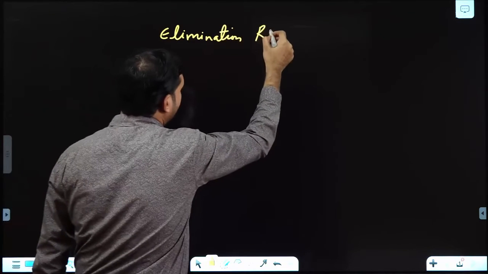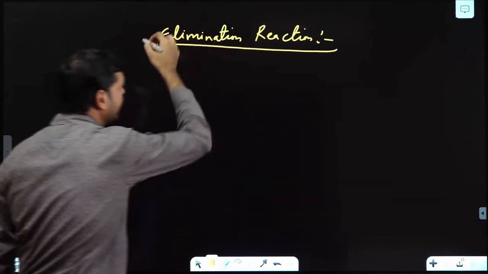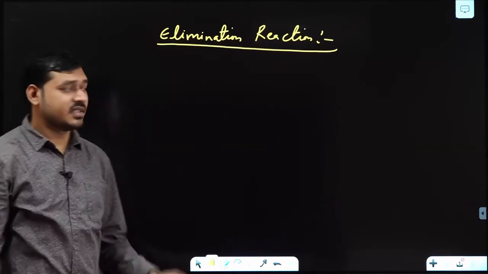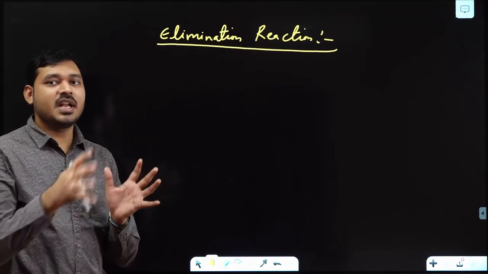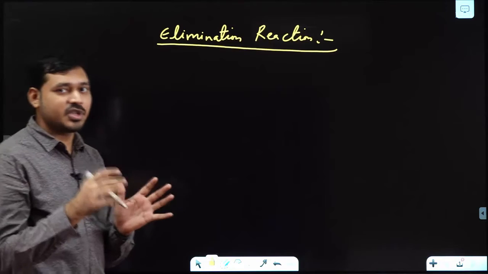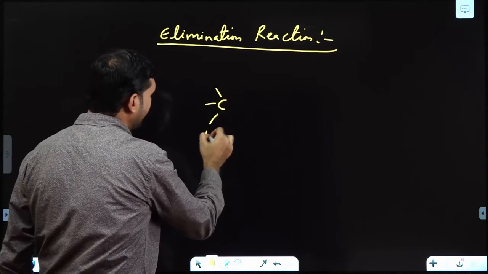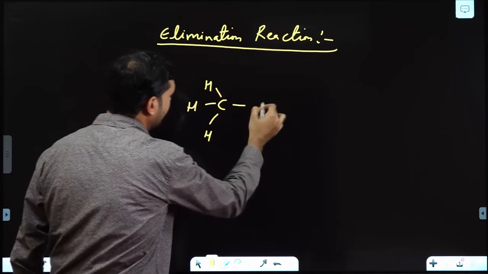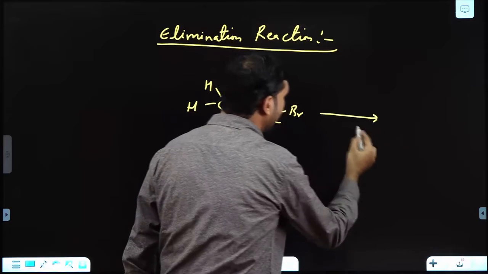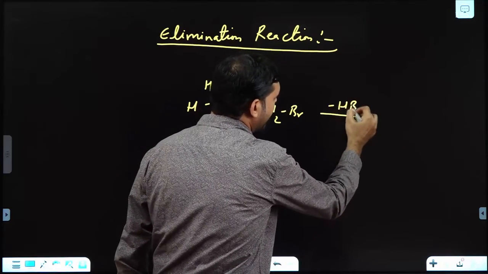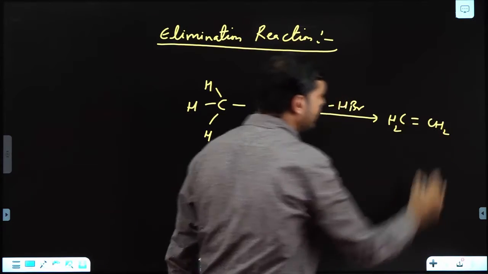Now let us take an example of elimination reaction. Now what are elimination reactions? Elimination reactions are simply when you eliminate or remove some particular atoms or groups from a compound. See, if I have to say, and I am taking here minus HBr, and this forms CH2 double bond CH2.